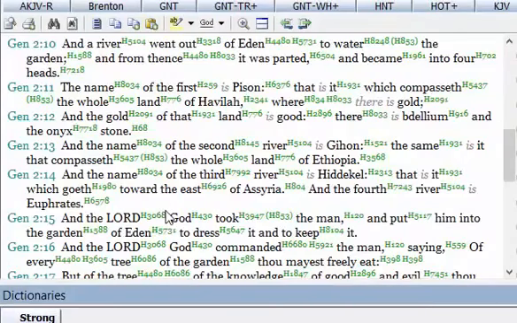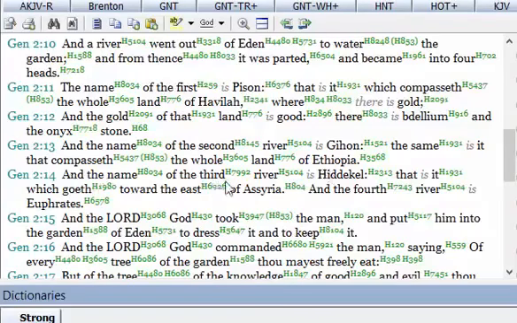And they were correct in that, and they were correct, I guess, in calling the Ganges River whatever they called it, but that was not the river of Pison. But in this particular case, on the Gihon River, they were correct. So the name of the second river is Gihon, the same as it that compasses the whole land of Ethiopia. And these names are there for an example today, so that we won't get tripped up.